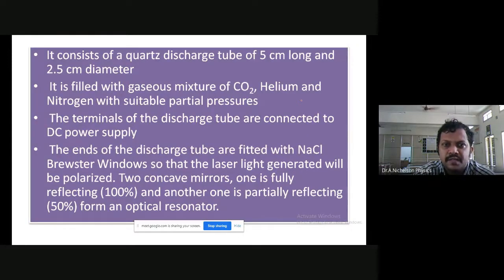Whatever I have explained orally is in this slide. You have the discharge tube 5 centimeter long and 2.5 centimeter in diameter, and the helium, carbon dioxide and nitrogen will be maintained in different ratios and also with different pressure values. That's why it is mentioned as with suitable partial pressures. And then the power supply, and finally the Brewster windows and mirrors.